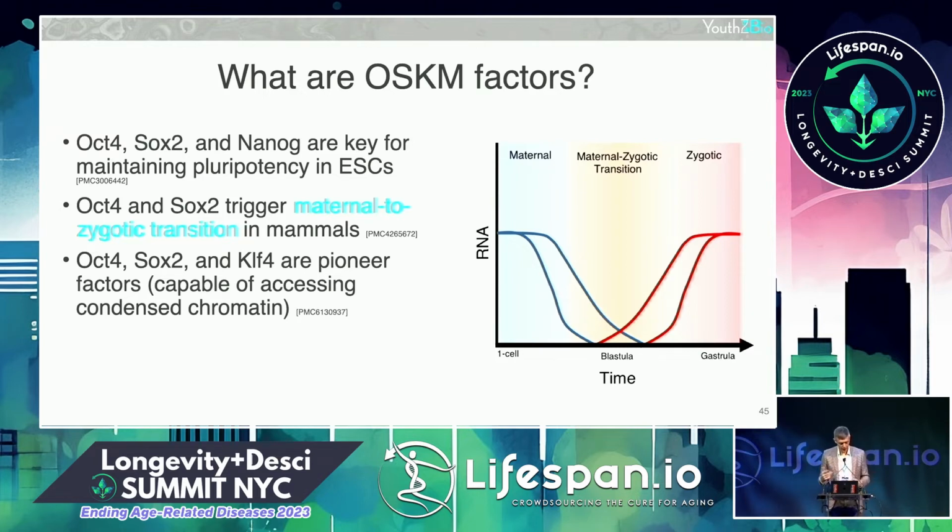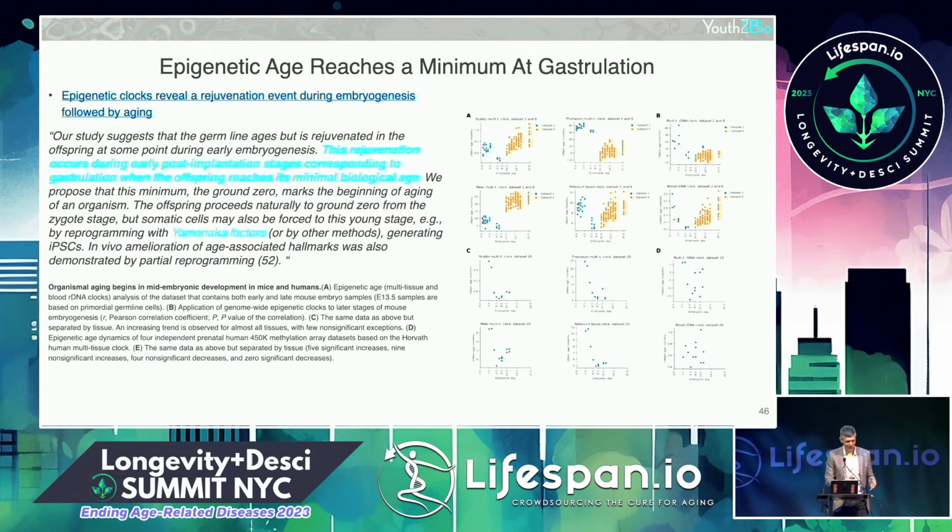But what is mentioned less often is that OCT4 and SOX2 are also key factors in triggering the maternal to zygotic transition that happens during early embryogenesis. This is when the maternal genome gets silenced and the embryo's own genome starts getting expressed. This starts at the blastula stage and finishes in the gastrula after implantation. And so I keep coming back to Vadim's excellent paper that showed that embryonic epigenetic age is minimal not right after fertilization, but actually at the gastrulation stage.